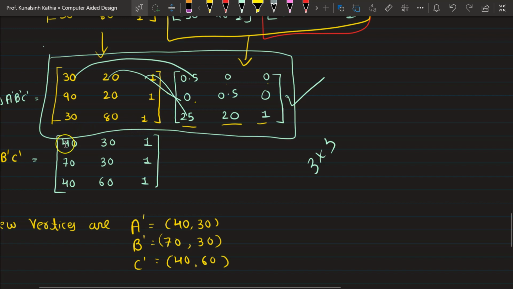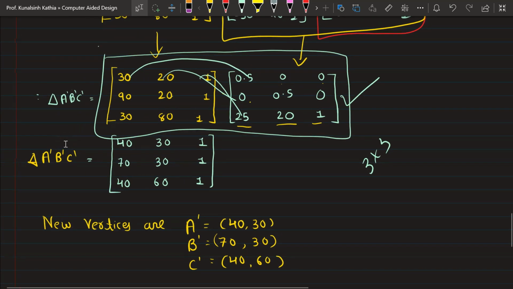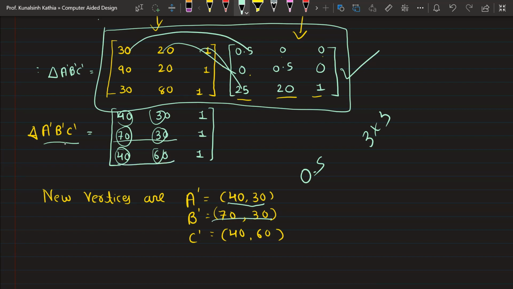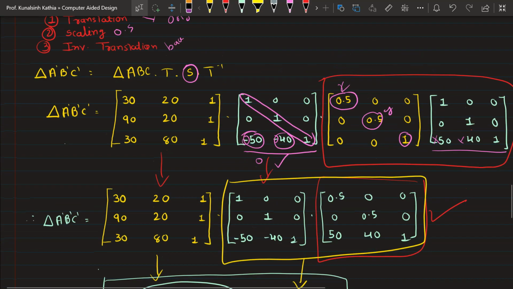So the final answer is coming that triangle A', B' and C' will be 40, 30 for A', B' 70, 30 and C' 40, 60. So I have listed down that after doing a scaling of 0.5, A' will be 40 and 30, B' will be 70 and 30, this is here, and C' will be 40 and 60. So this was the final answer.